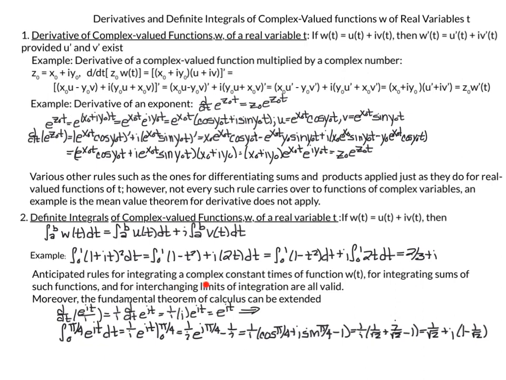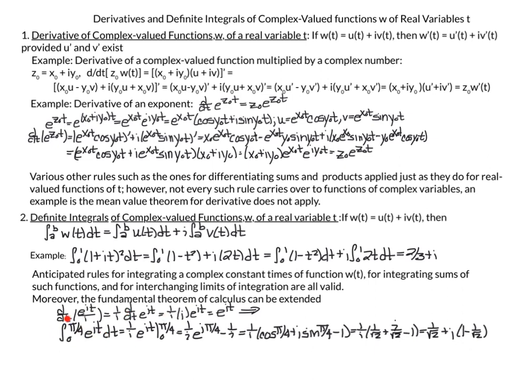We also found there are many rules: integrating a complex constant times a function w of t, integrating sums of such functions, and interchanging limits of integration are also valid. Moreover, and importantly, the fundamental theorem of calculus is also valid. And we did the proof to show that we can extend the fundamental theorem of calculus to complex valued functions with real variables, and we also did some other commentary about complex valued functions.